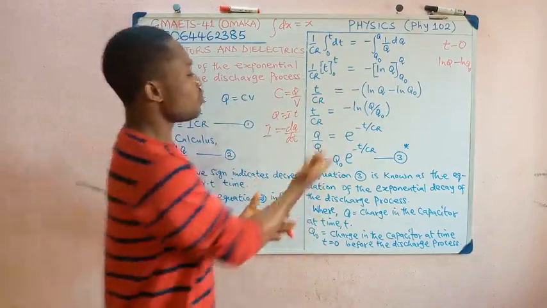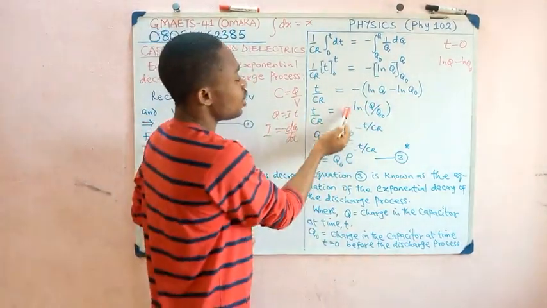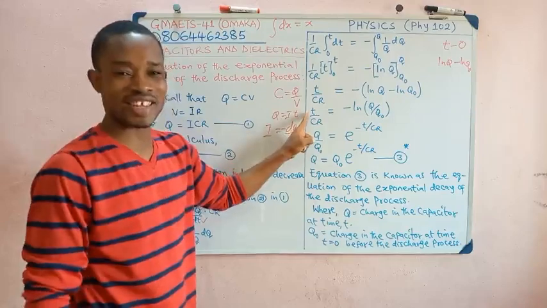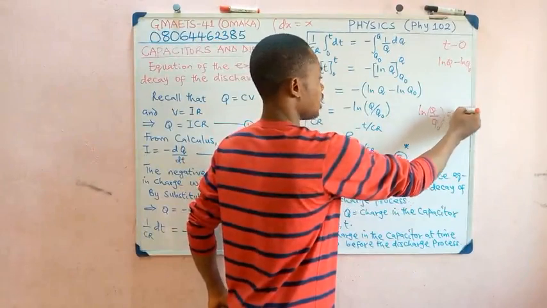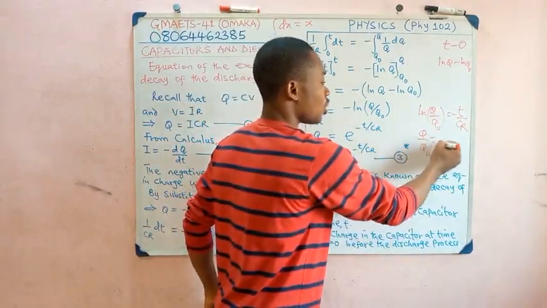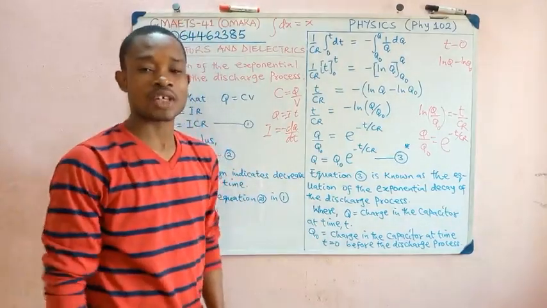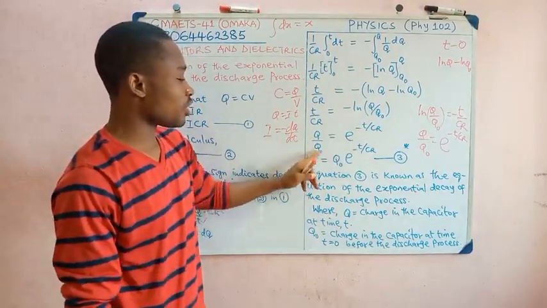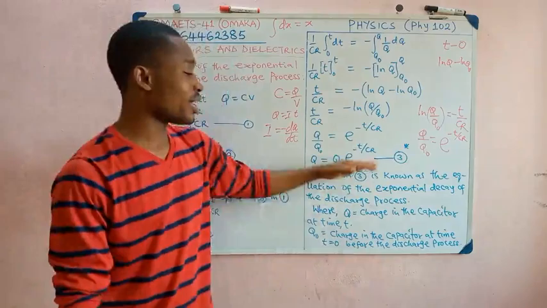And then to remove this ln, we are going to take exponential of both sides of the equation. But before doing that, let's multiply both sides by minus 1. If you multiply both sides by minus 1, this negative will come to this side, so that you have ln q over q naught equal to negative t over cr. Then taking exponential, you get q over q naught equal to exponential negative t over cr. Exponential raises a term as a power. And then making q the subject of the formula, you cross multiply, you get this equation q equals q naught exponential minus t over cr, which we will label as equation 3 star.